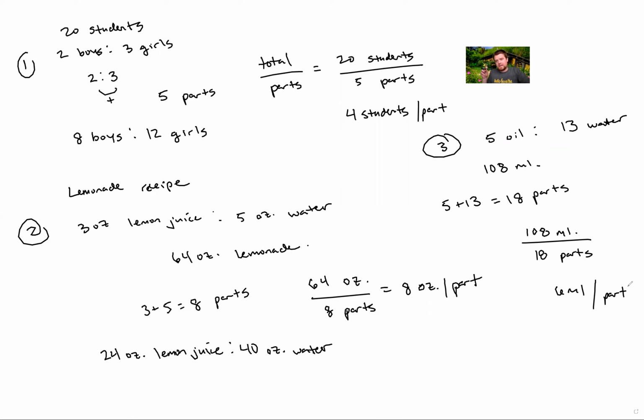Once I have that, I'm going to take that ratio, multiply it back in. 6 times 5 gives me 30 milliliters of oil. And 6 times 13 gives me 78 milliliters of water. So you're finding how many parts or how much is in each part, and then multiply that back. Remember, you can always check your work by adding the two numbers at the very end. 30 plus 78 does give me 108 milliliters.